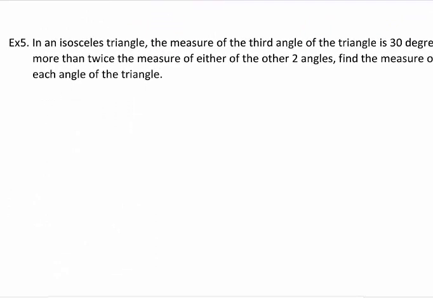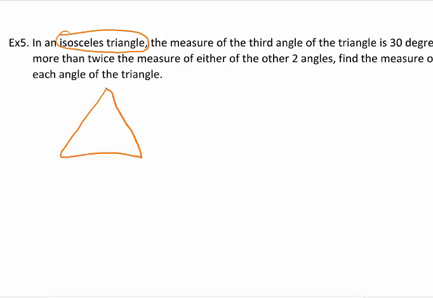Going to our last one for 2.4, which is number 5. Keyword here, isosceles triangle. So reminder, an isosceles triangle means that you have two congruent angles and two congruent sides, which means the measurement is the same. So it depends on what the rest of the information is given to you if you're using angles or sides. So in this case, we're dealing with angles.